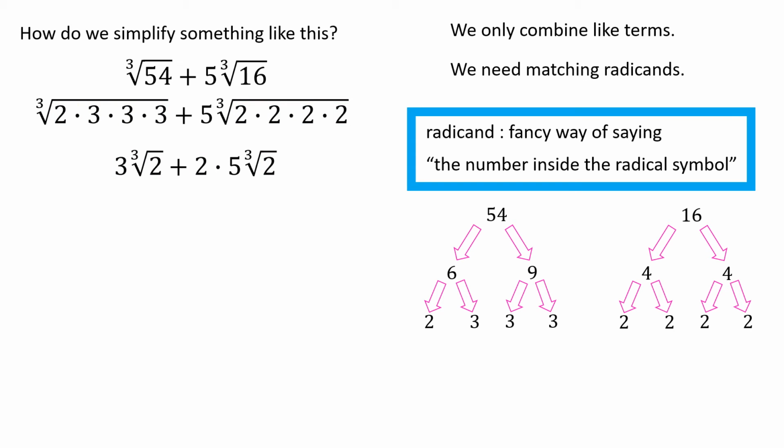So I've got like terms. 2 times 5 is 10, so I got to rewrite this. I've got 10 of those cube roots of 2 for the second term. And so finally, I know 3 plus 10 is 13. So like if I've got 3 dogs and 10 dogs, I got 13 dogs. If I got 3 pennies and 10 pennies, I've got 13 pennies. So if I've got 3 cube roots of 2 plus 10 cube roots of 2, I've got 13 cube roots of 2.